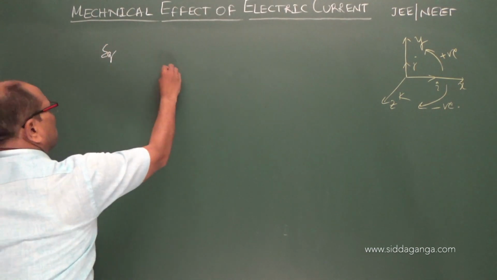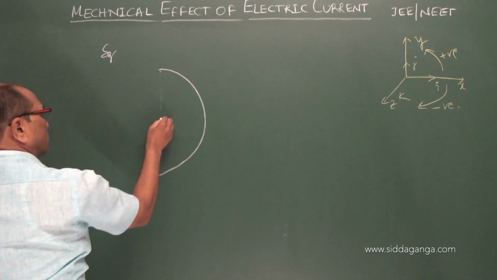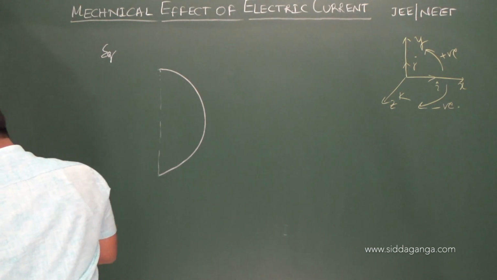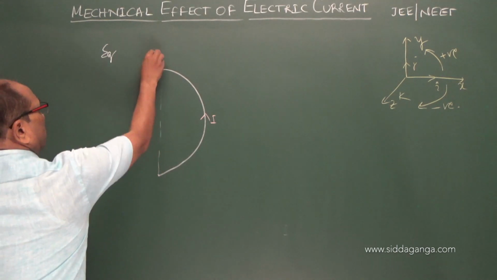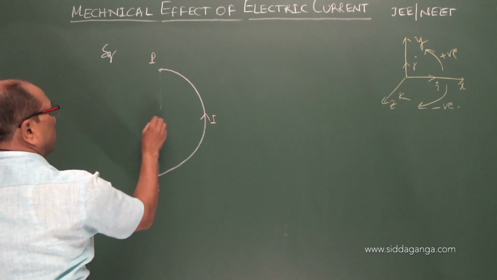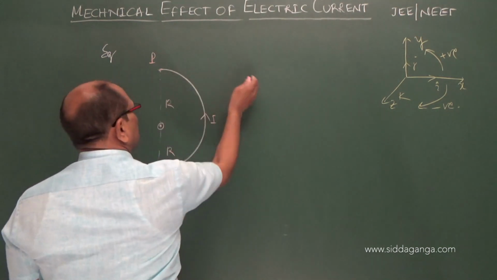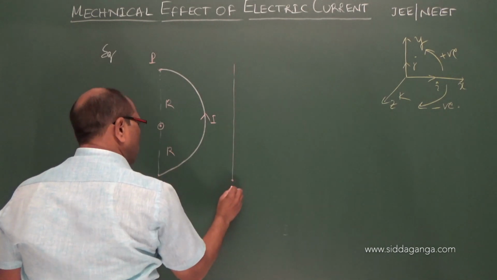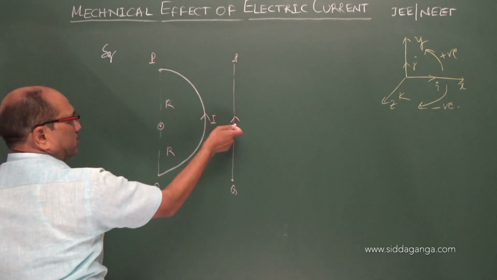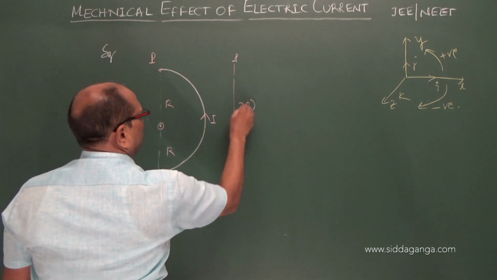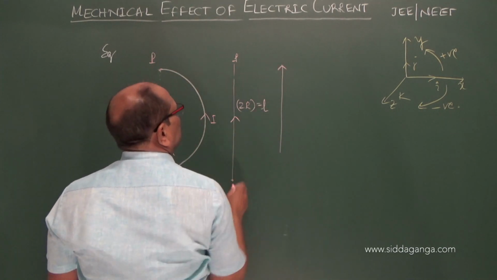Another example, a semicircle. Again this length is 2R. Current is I, PQ, R and R. This is equivalent to, I write as a 2R, Q and P. Current is flowing upward because of this, length is 2R, and the magnetic field is also acting in this direction, B.